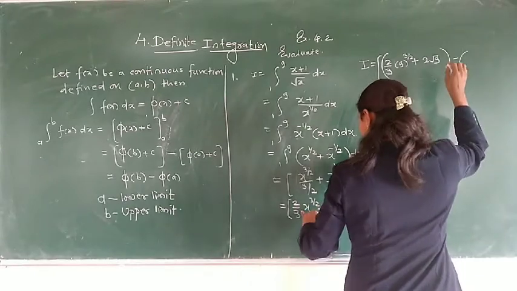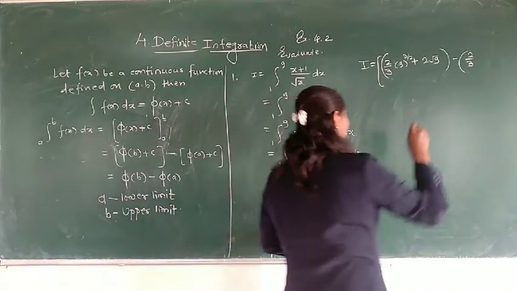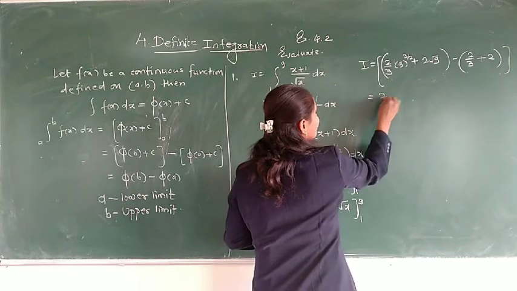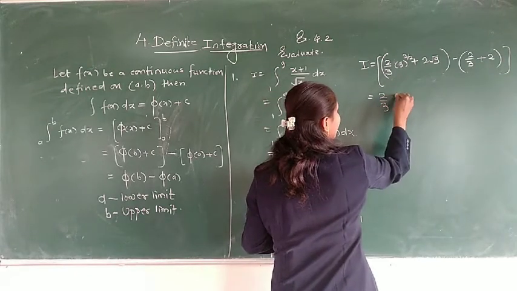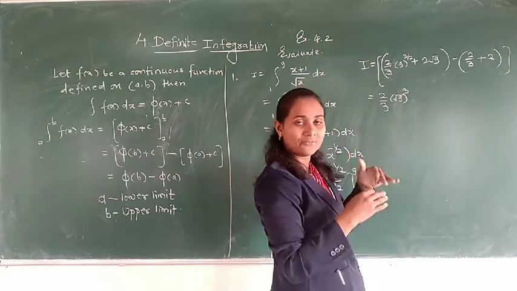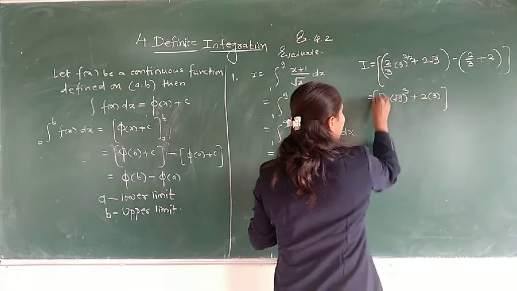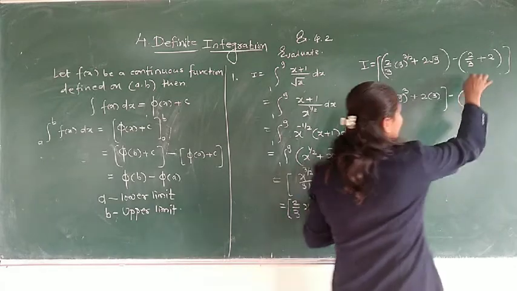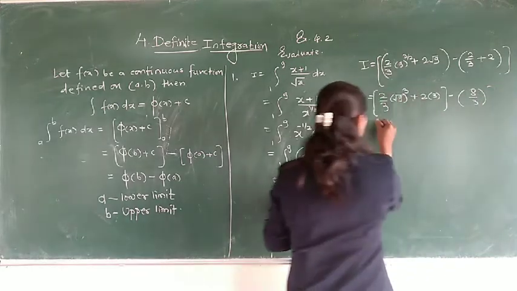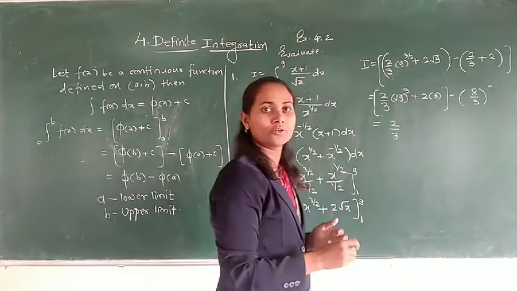minus 2 by 3 into 1 raised to 3 by 2, that is 1, plus 2 root 1, that is only 2. 2 by 3 as it is. 9 raised to 3 by 2 means root 9 cube, raised to 3 by 2, that means half raised to 3, plus 2 root 9, it is 6, minus 2 by 3 plus 1 3 into 2 6, 6 plus 8 by 3. 2 by 3 root 9 cube, that means root 9 is 3, cube is 27.